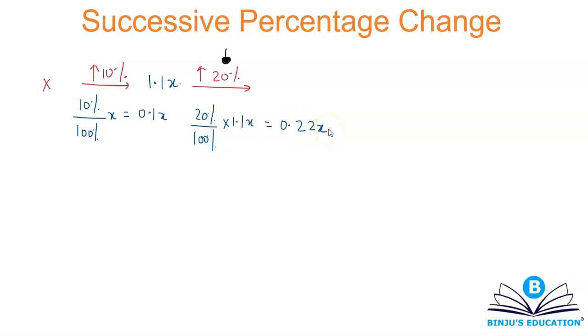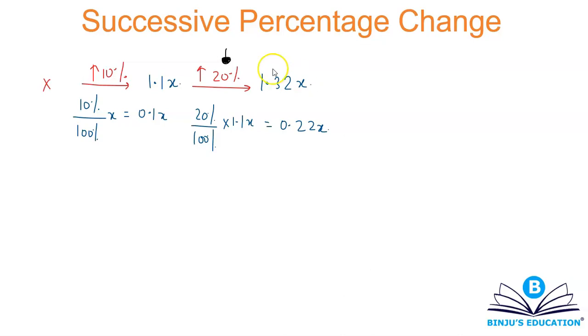So whether you increase 1.1x by 20% or whether you increase 1.1x by 0.22x, it's one and the same thing. If you're increasing 1.1x by 0.22x, then this value will become 1.32x.